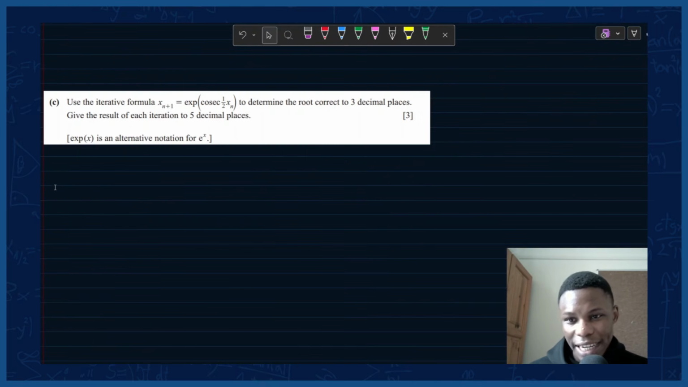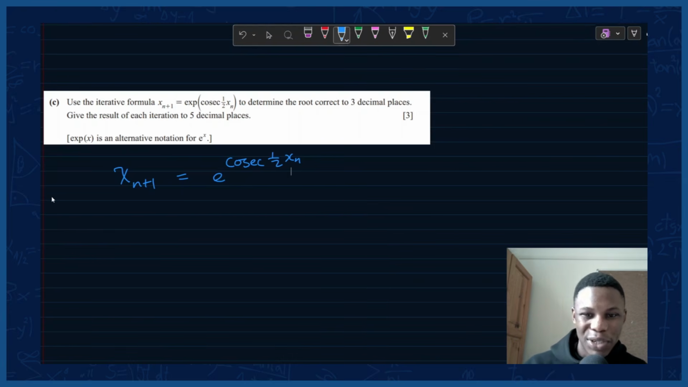Use the iterative formula xn plus 1 is equal to the exponential of cosec of a half xn to determine the root correct to 3 decimal places. Give the result of each iteration to 5 decimal places. Exponential of x is an alternative notation for e to the x, meaning they could have written that iterative formula as e to the power of cosec of a half xn. But as you can see, it doesn't look as nice because the power is pretty big. So that's why we're using this alternative notation. So that's what we're going to do.